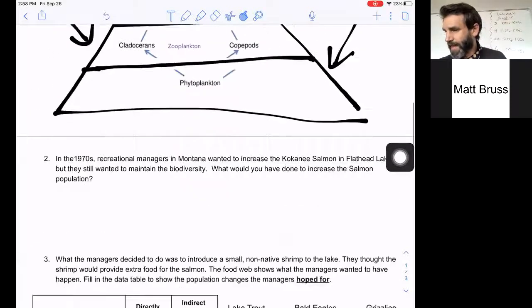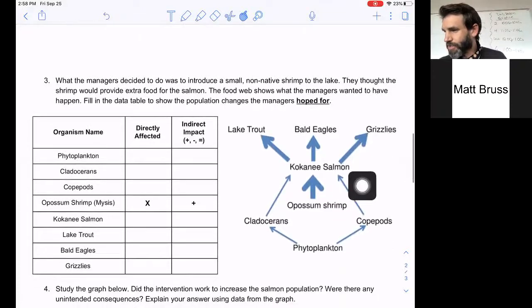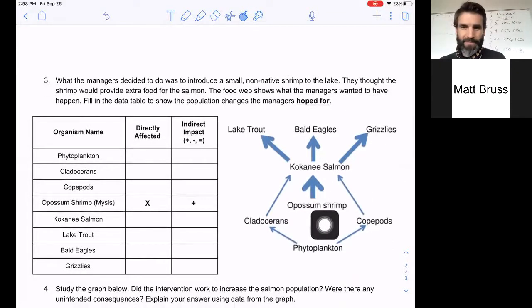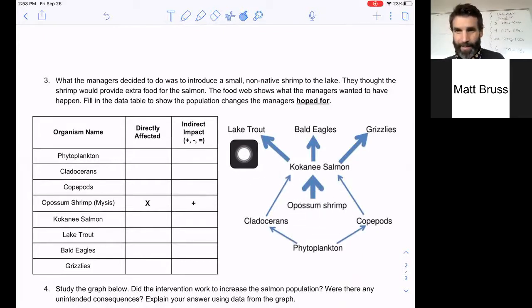What these fishery managers did was they introduced a shrimp, this opossum shrimp, into the ecosystem, thinking that it could become a food source for the salmon. Salmon would boom, lake trout, eagles, grizzlies, everything's going to boom here. In fact, they did this because another lake that had introduced shrimp in order to increase the trout population saw a huge increase in salmon population. And they thought, well, it worked there, why wouldn't it work here?